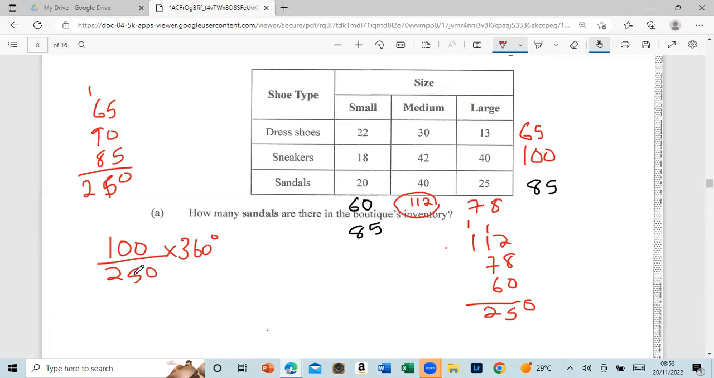over 250 times 360, because remember the total is 360. So that works out to 144. So this is how you show it. Why do we multiply by 360 degrees? I taught my PEP students this. A circle is made up of 360 degrees.